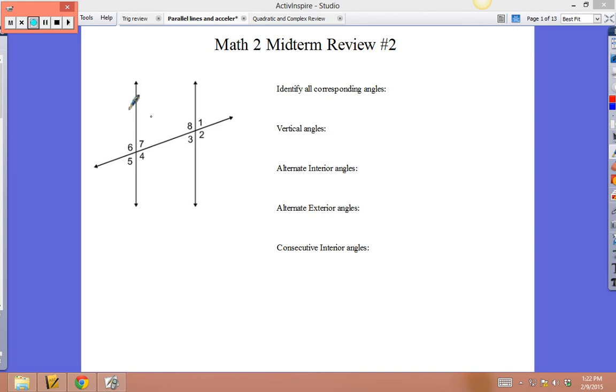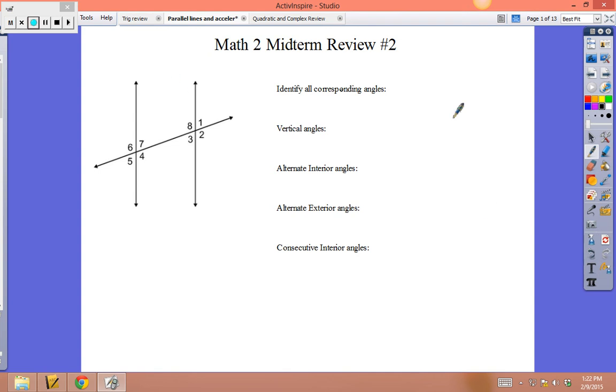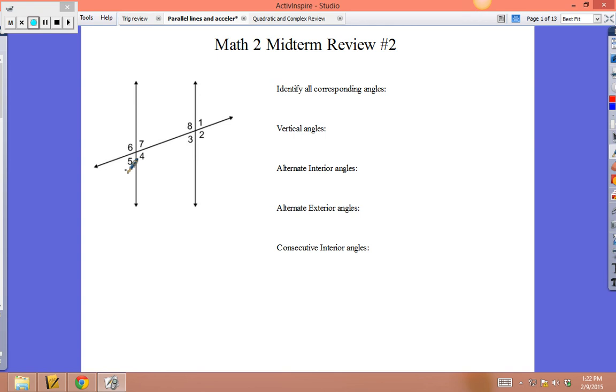So naming angles. Now, these lines do not have to be parallel for the names to exist, but when they are parallel, then there's a special relationship among these names. So, for right now, they're not parallel, but they're still corresponding. So, corresponding, you got like 4 sets.